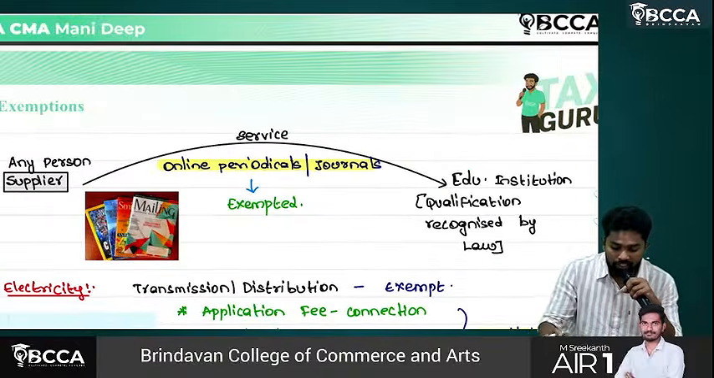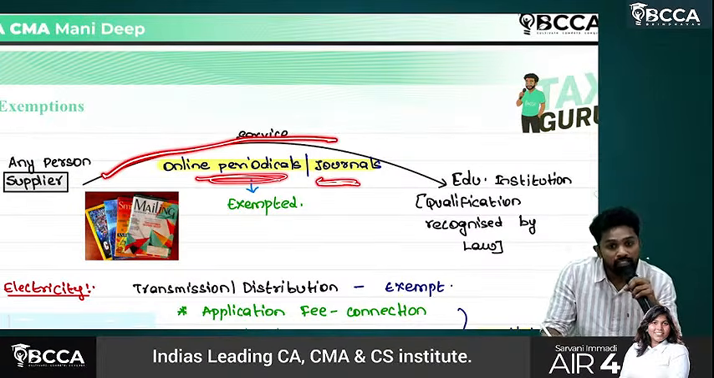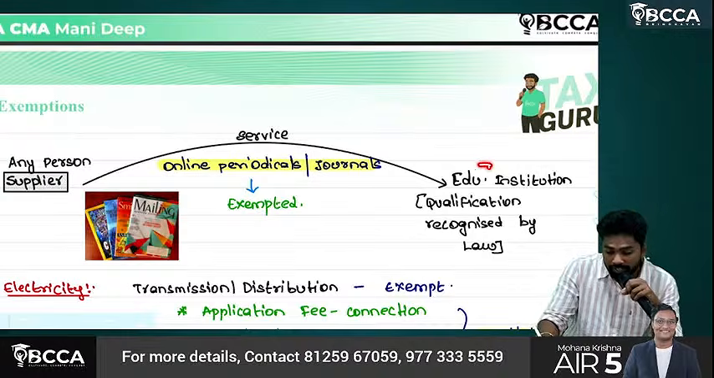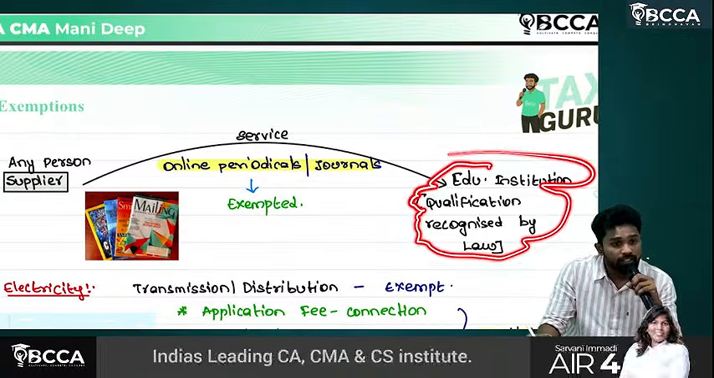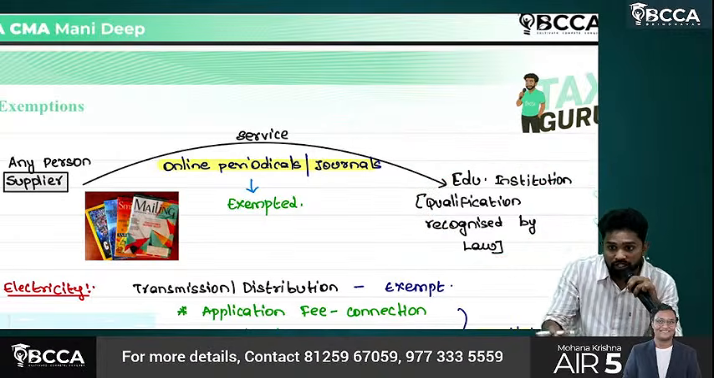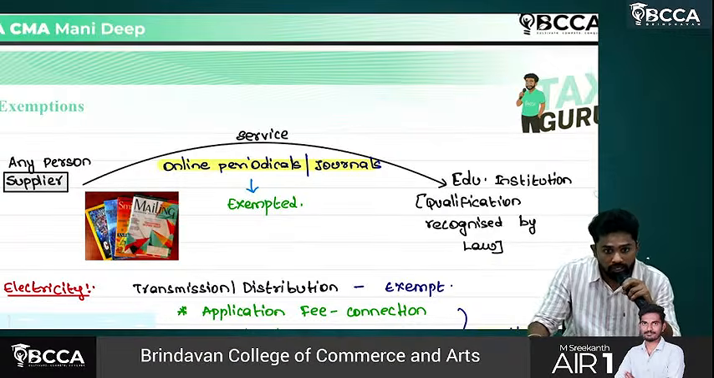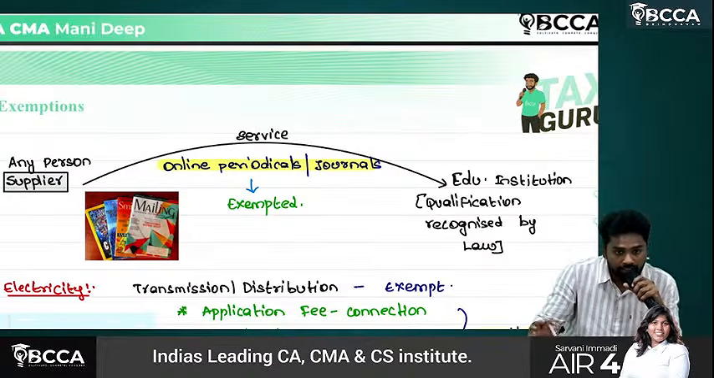Understood, sir? So, any person providing the service of these online periodicals and journals, to whom? Educational institutions which provide qualification recognized by law. Not the ones that are not covered. Up to 12th educational institutions are not covered. Vocational institutions also are not covered. When the service is given to these people, then only it is exempted.